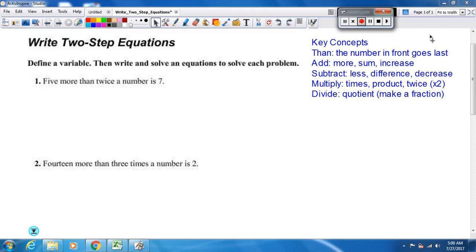Write two-step equations. Define a variable, then write and solve an equation to solve each problem. Key concepts. If you have the word than, the number in front goes last. I'll show you what I mean by that.